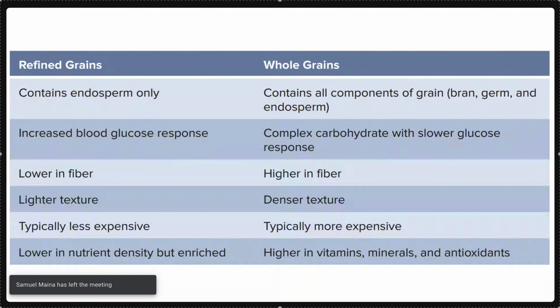And we have refined grains have a lighter texture, and whole grains have a denser texture. So you can easily eat whole grains and get satisfied quickly without overeating on them. And then typically refined are less expensive, whole are more expensive.